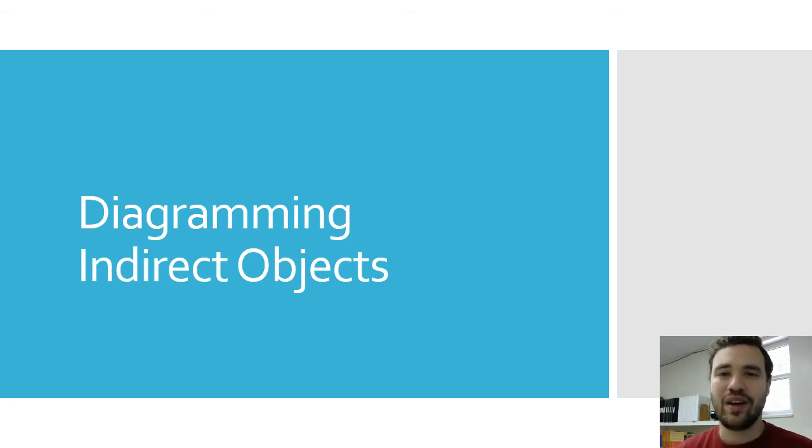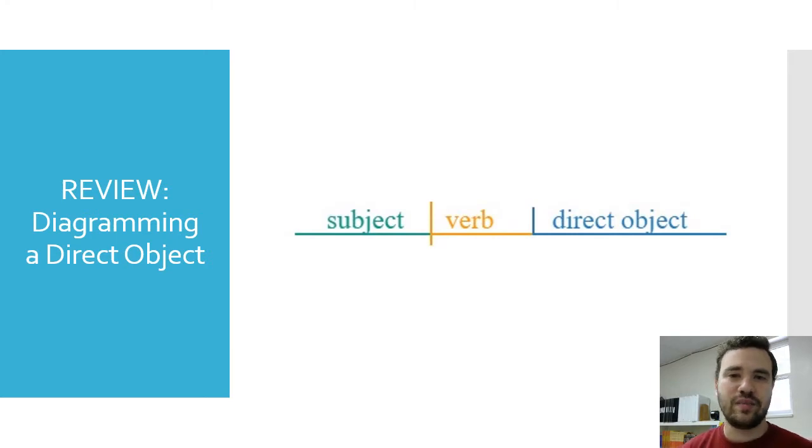Today we're going to be working on diagramming indirect objects. A couple days ago we worked on diagramming direct objects, so now we're looking at the next piece, the indirect object. So just as a matter of review, this is how we diagram direct objects in the sentence.